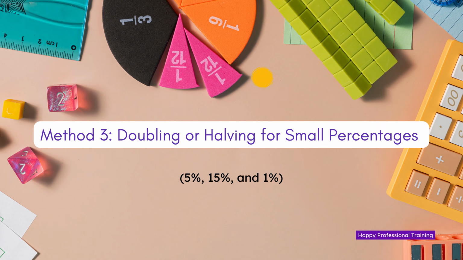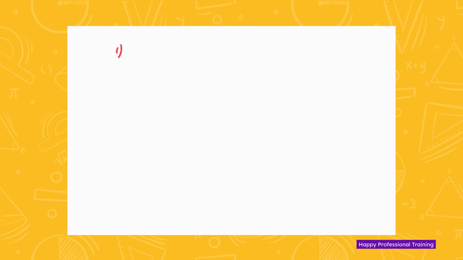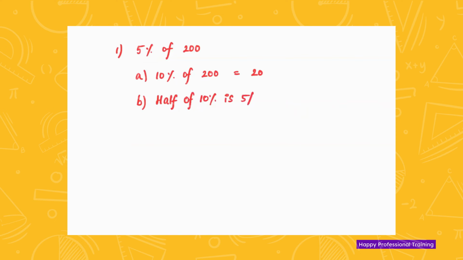For small percentages, doubling or halving is the best way. This works especially for percentages like 5% or 15% or even 1%. Let me show you how. First, let's try and find 5% of 200. We know that it is easier to identify 10%, right? So let's try 10% of 200. What is it? It's 20. We know that 5% is half of 10%, correct? So what is 10% already? It is 20. Half of it is 10, correct? So 5% of 200 is 10.